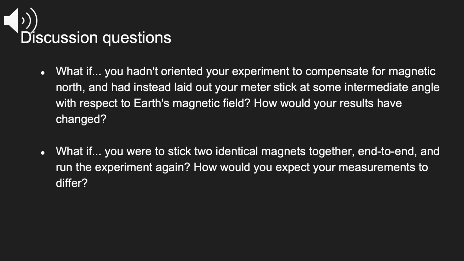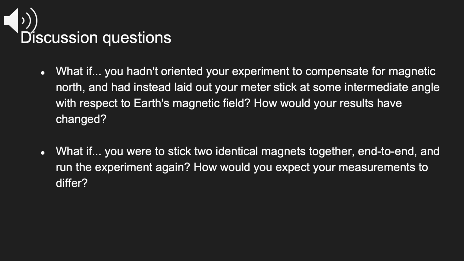Answering the discussion questions for this lab: what if we hadn't oriented our experiment to compensate for the magnetic north and instead laid out the meter stick at some intermediate angle with respect to Earth's magnetic field? Obviously, Earth's magnetic field would have interfered with the values, and there would have been an inaccuracy in the experiment, giving us different values for the magnetic field at positions away from the dipole.